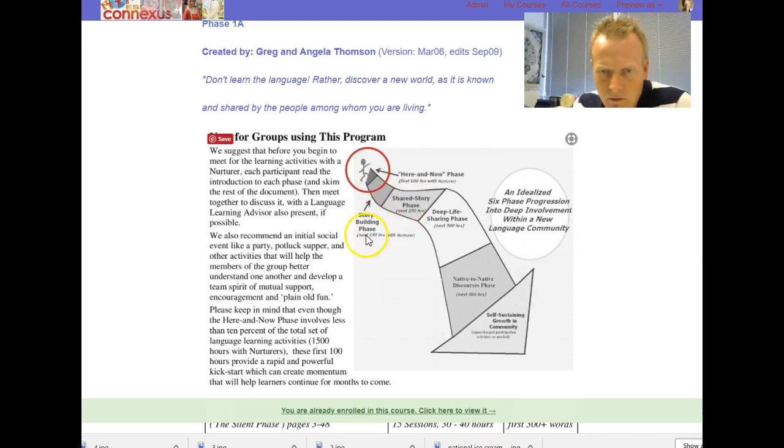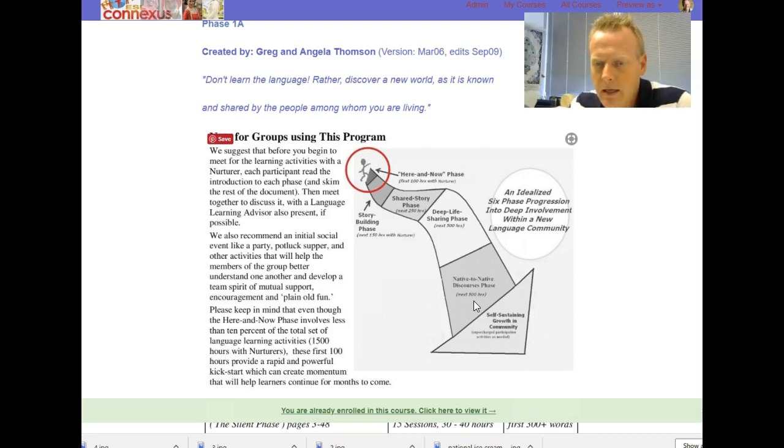Then you move into phase 2, which is the story building phase. You use a lot of pictures and talk about pictures. That's about 150 hours. Then phase 3, the shared story phase, you start to share your story back and forth with the other person. That's about 250 hours. The deep life sharing phase would be phase 4. It's about 500 hours. The native to native discourse phase is another 500. And then self-sustained growth in the community is just ongoing over a lifetime.